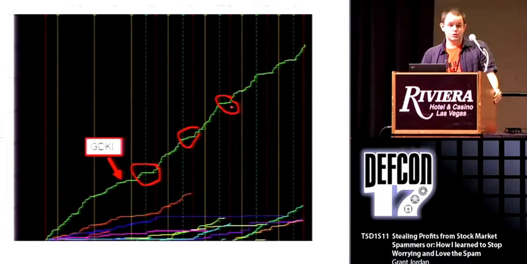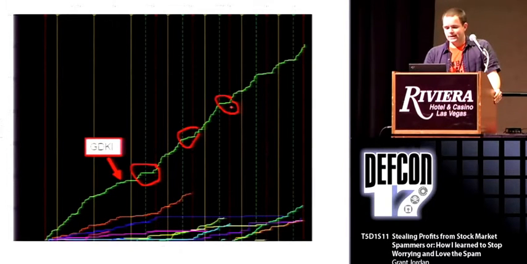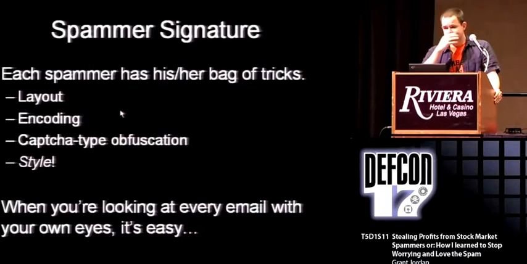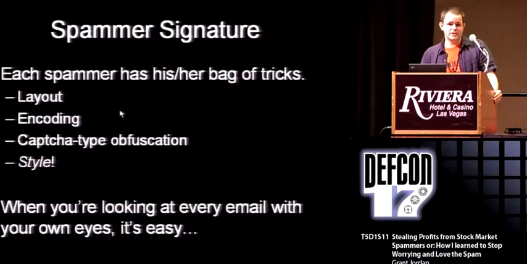It allows you to identify them just by the slope of the graph between weeks. And that's what we did. Next, let me talk again about the spammer signature. Spammer signature is just a fancy way of saying one guy's email kind of looks the same from week to week. He's got his own particular style that he does.